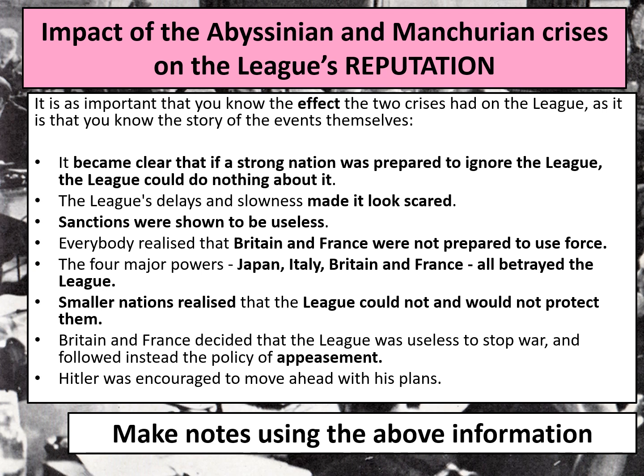So if we have a little chat about it together, it says, it is important, the effect the two crises had on the League, as it is, the story of the events themselves. So you need to know about what happened, the dates of how it all happened, but the impact is absolutely crucial. So what those two crises revealed was that if a strong nation was prepared to ignore the League, just like Japan did and just like Italy did, the League could do very little about it.